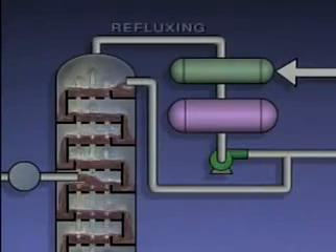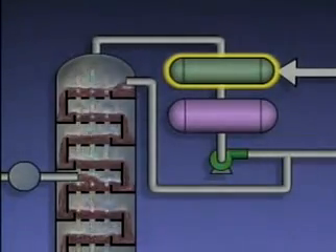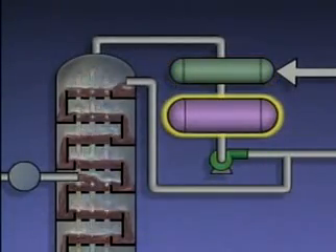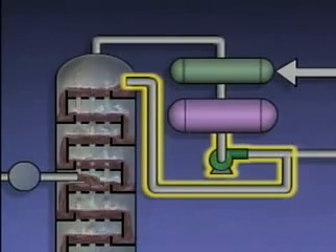One of these methods is called refluxing. The vapors coming off the top of the tower are condensed in a condenser and then collected in a receiver. Part of the liquid from the receiver is sent to storage or to other units in the plant as the tower's overhead product. The rest of the liquid is pumped back into the top of the tower.